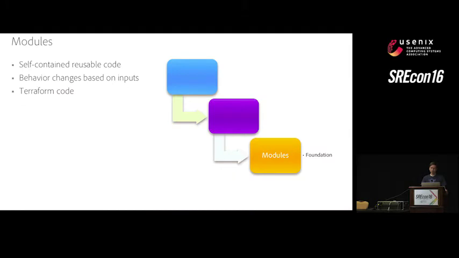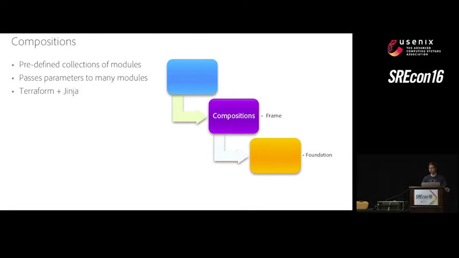So modules is self-contained reusable code. The behavior changes based on input. And it's just regular, normal, totally vanilla Terraform code. We decided in using modules that we wanted a way to collect our information in a lot better way, to make it reusable for different environments and for different purposes. So we came up with what we call a composition. And those are predefined collections of modules. And we're passing parameters to these modules, and we're using Terraform with Jinja. If you're familiar with what Jinja is, it's basically a templating system.